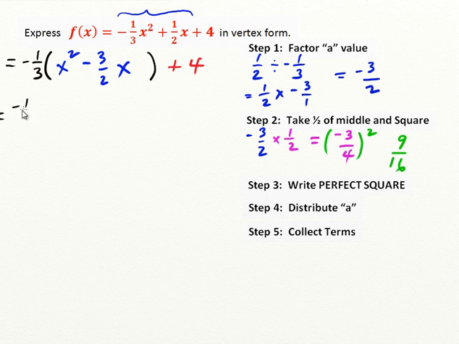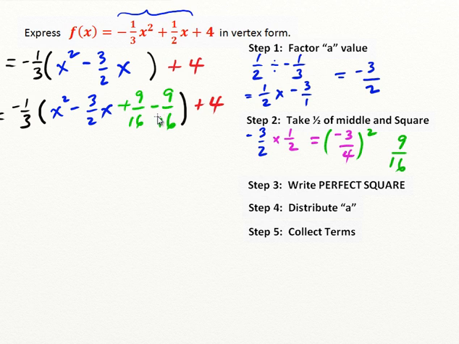So I'm just going to say negative 1/3, and then inside these brackets, I'm going to have x squared minus 3/2 x. Then I'm going to add 9/16, and immediately subtract 9/16. And by subtracting it right away, the net change is 0. So I'm not actually changing the equation in any manner. I haven't broken any rules here. I added 9/16, immediately subtracted it, so the net change is 0.